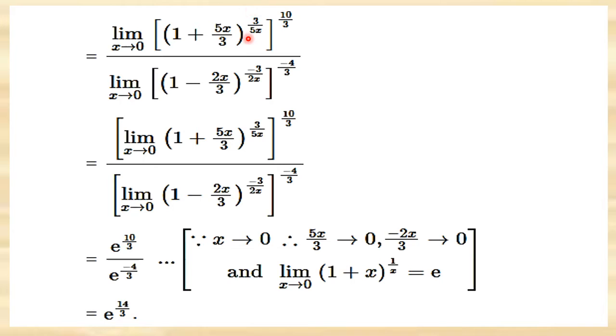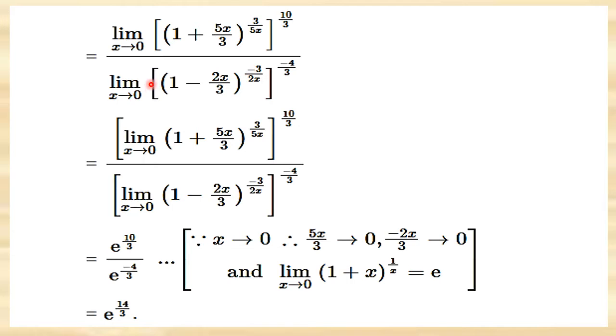So we adjust the exponent, that is, 3 upon 5x we already write here, and then the remaining term to get the power, that is 10 upon 3. That is, 3 upon 5x into 10 upon 3 is what? 10 upon 5x, that is 2 upon x only. So we adjust the powers like that. And the denominator is (1 minus 2x upon 3) whole raised to minus 3 upon 2x. First we write this and adjust the remaining power to get the value, that is minus 2 upon x. Now that is 2 upon x.